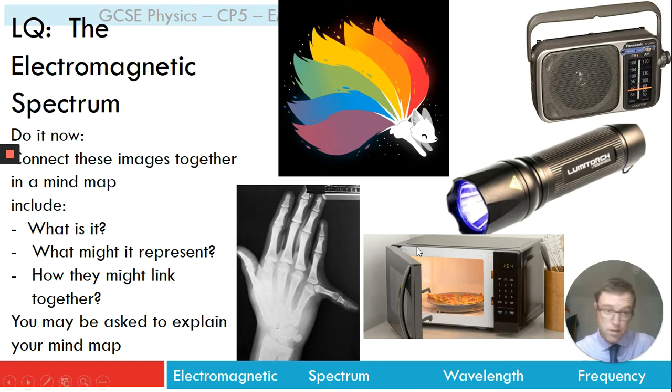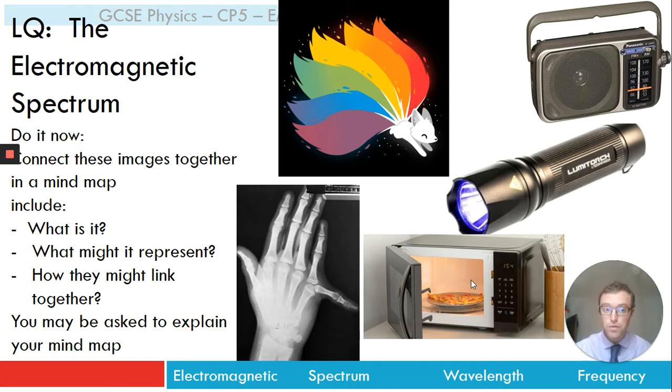So just to get you started off, I think the most difficult one is probably going to be our little Firefox with all the multicolored tails. But have a think about it, link it to the other ones. But to get us started off, this is a microwave. I hope you can all see that down here. How does the microwave heat up the food?